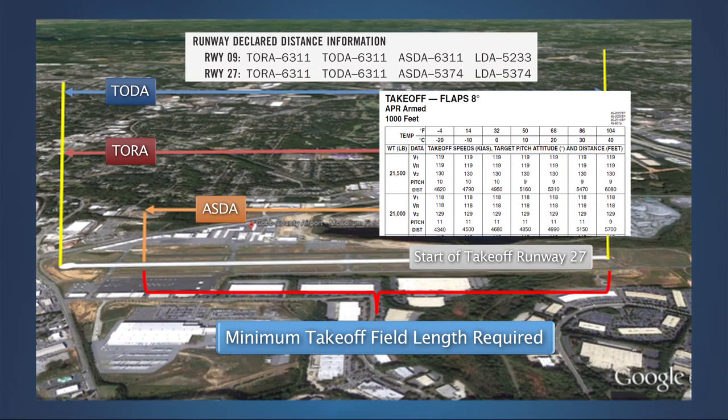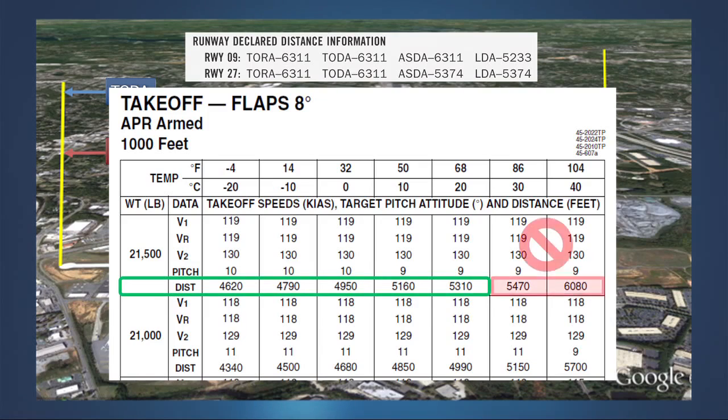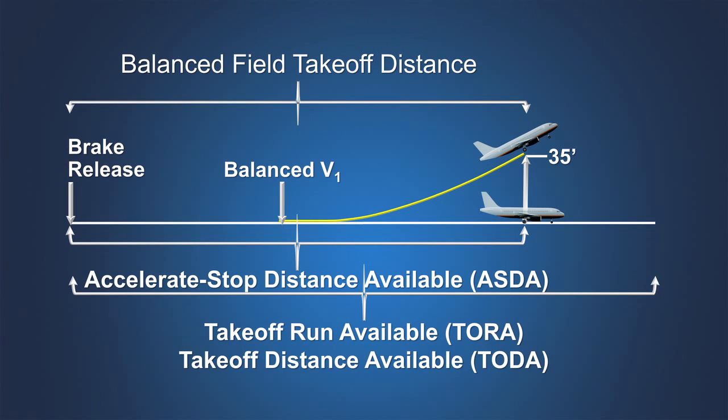The takeoff data furnished for most business jets provides a minimum takeoff field length required based on takeoff weight, takeoff configuration, and environmental conditions. When the manufacturer provides takeoff performance data that shows only one minimum runway length, this length must not exceed the most restrictive of the takeoff declared distances of accelerate stop distance available, takeoff run available, or takeoff distance available.